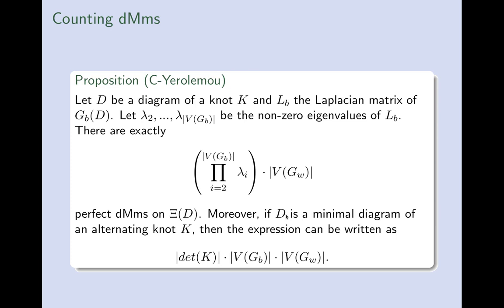Moreover, if we interpret the projection D as being the minimal diagram of an alternating knot, then the same expression can be written in this way, where the determinant of K is actually an invariant of the knot type rather than of the projection. And so we have the absolute value of the determinant times the number of black vertices times the number of white vertices. And this whole result is pretty straightforward once you have the previous generalization of Kauffman's clock theorem.